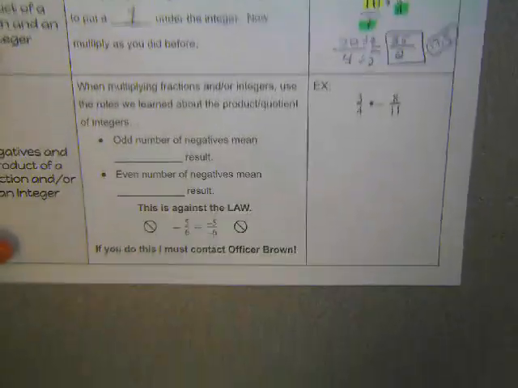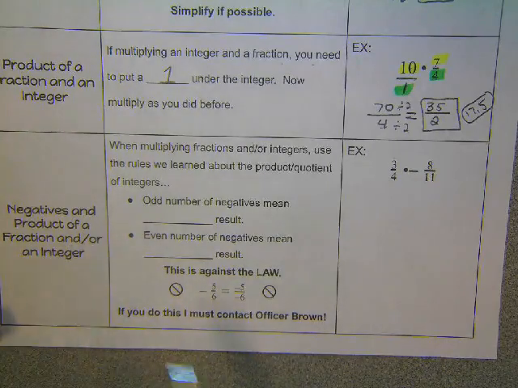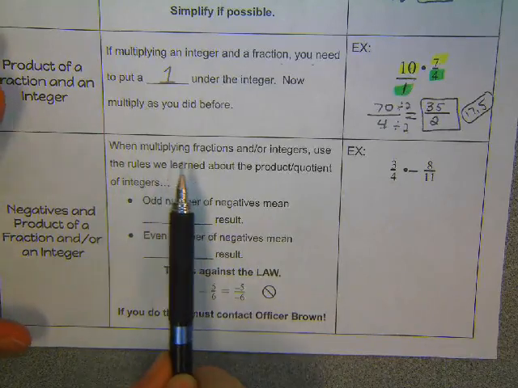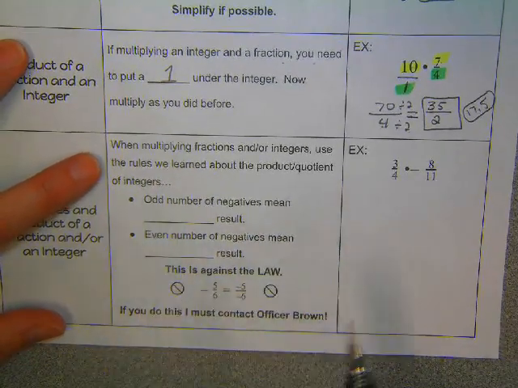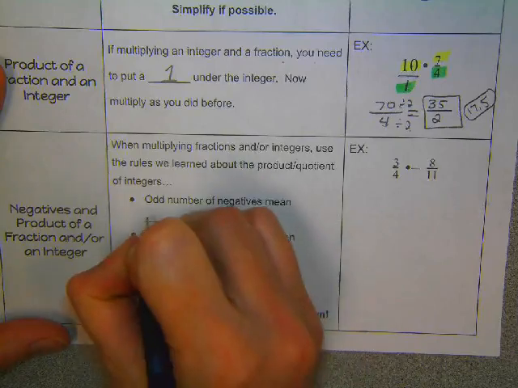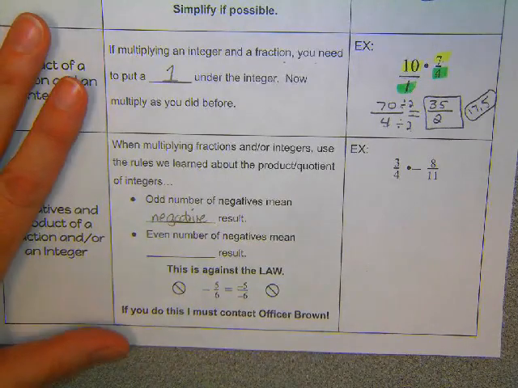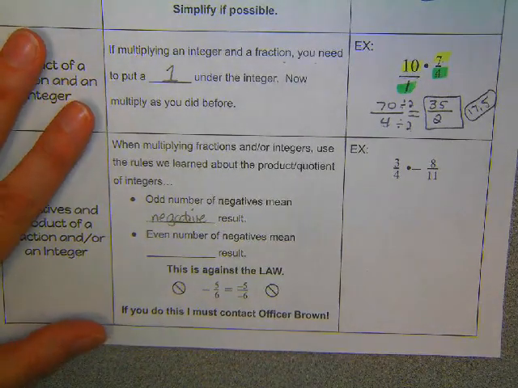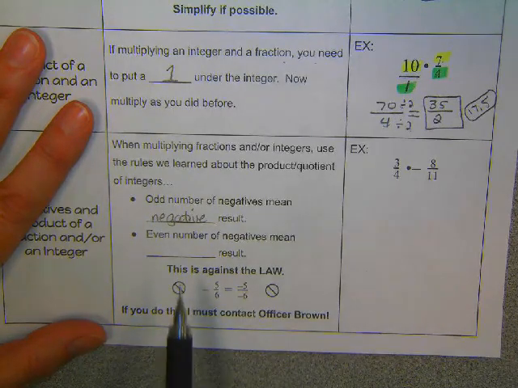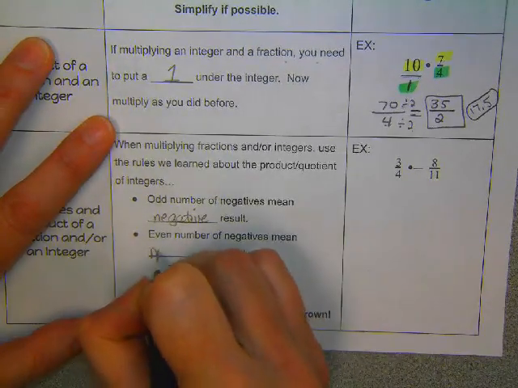And last but not least is negatives and products of a fraction and or an integer. Now all we're doing, different from the first two parts, is throwing in a negative. When multiplying fractions and or integers, use the rules we learned about the product and quotient of integers. An odd number of negatives means you should have a negative result, because every pair of negatives cancels out to become positive. Like if you get -1 times -2, that would be +2. But -1 times +2 would be -2. If you have an even number of negatives, that means you will have a positive result.